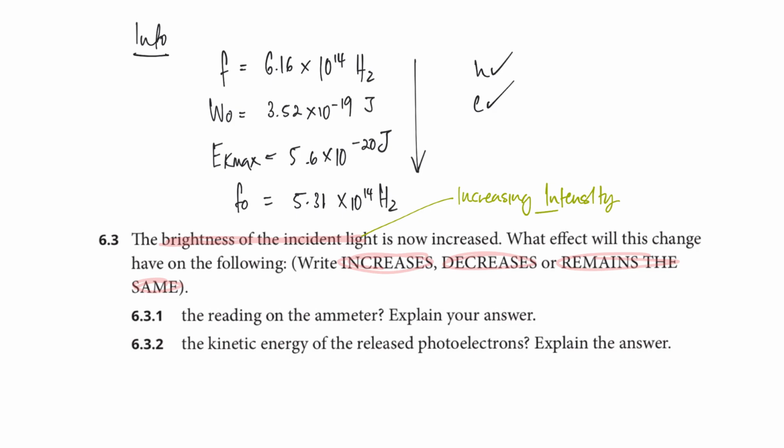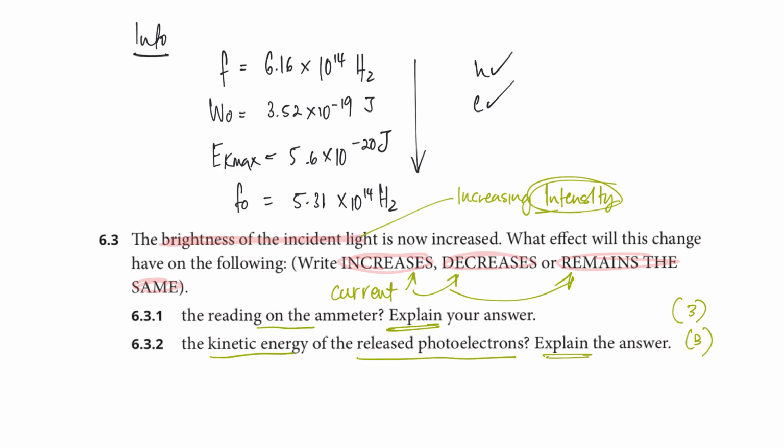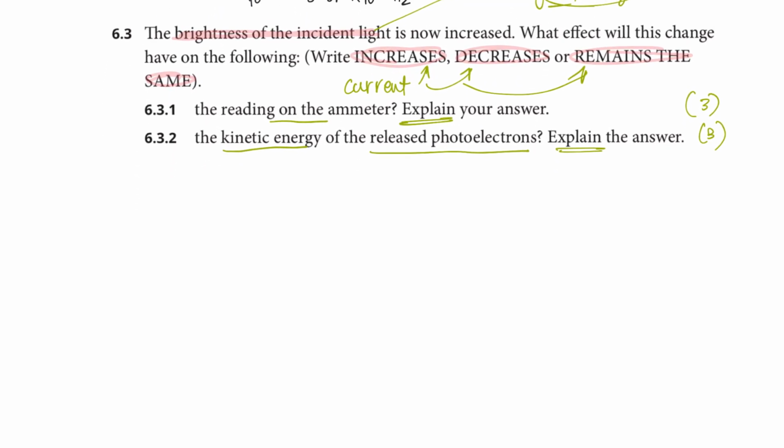And if I increase the intensity, they want to see how it affects the reading on the ammeter. So what does it do to the current? Does it increase it? Does it decrease it? Does it keep it the same? And then they want to know what happens to the kinetic energy of the released photoelectrons. Does it increase, decrease, remain the same? And now they want an explanation. These questions go for 3 marks, sometimes 4 marks. You need to be able to answer them correctly.